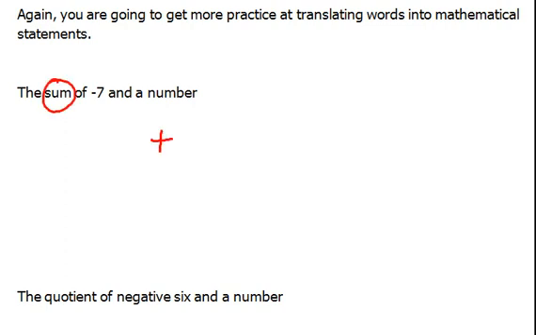If you'll remember, sum is one of your key words for addition. So we're supposed to be adding two things. Well, what are we adding? -7 and a number. So when we add -7 and the number we don't know, we represent it as x, our answer would be -7 plus x.